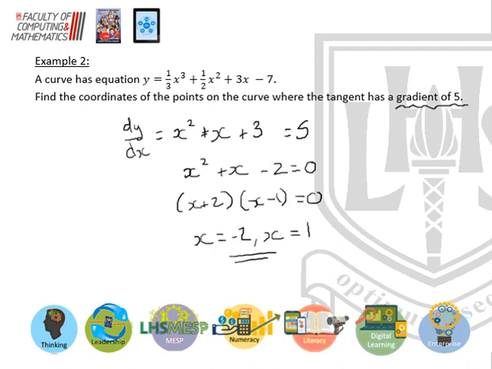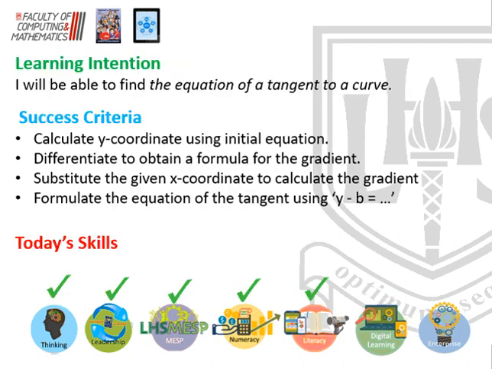So that's just a bonus problem solving question there, a wee example for you to see. So going back to the learning intention success criteria, to find the equation of a tangent, I know we only did one example here. You should obviously be looking to go and do a lot more. To find the equation of the tangent, we want to be able to calculate the y coordinate using the initial equation, differentiate to obtain a formula for the gradient, substitute your point in to get your specific gradient for your situation, and then use y minus b equals m(x minus a) to get that equation of the line. Okay, thanks for listening.